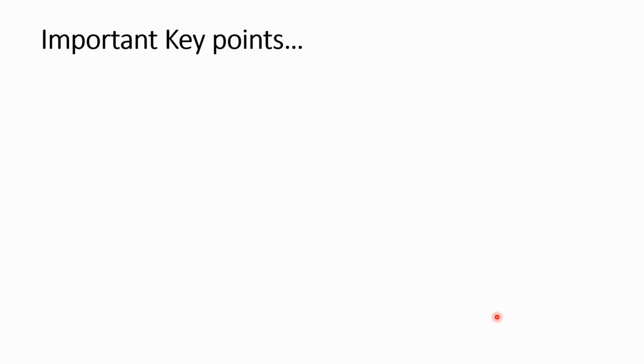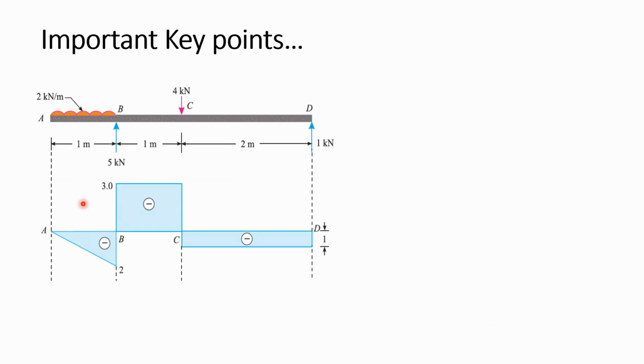Then the important key points. In this given diagram, there are two points, B and C, where we observe that there are two values of shear force. So at B there are two values of shear force and at C also there are two values of shear force. Meaning your shear force suddenly changes its sign at point B and at point C.